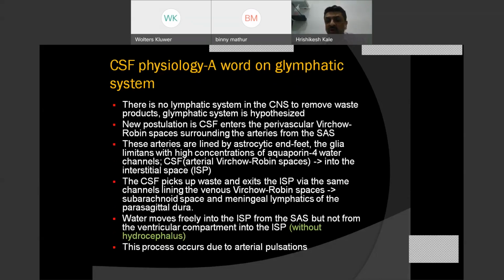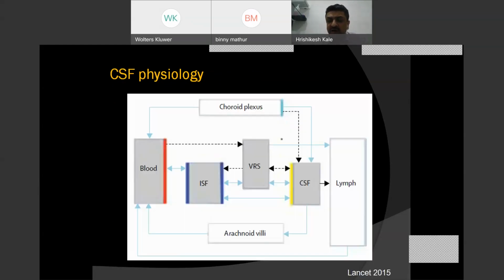Okay, and then we talked about the glymphatic system, where the CSF is filtered out through the vessels in the subarachnoid space and enters into the interstitial space, and then exits again by the same process, where the CSF picks up the waste and is expelled through the venous portion of the Virchow-Robin space. And all of this is regulated by arterial pulsations.